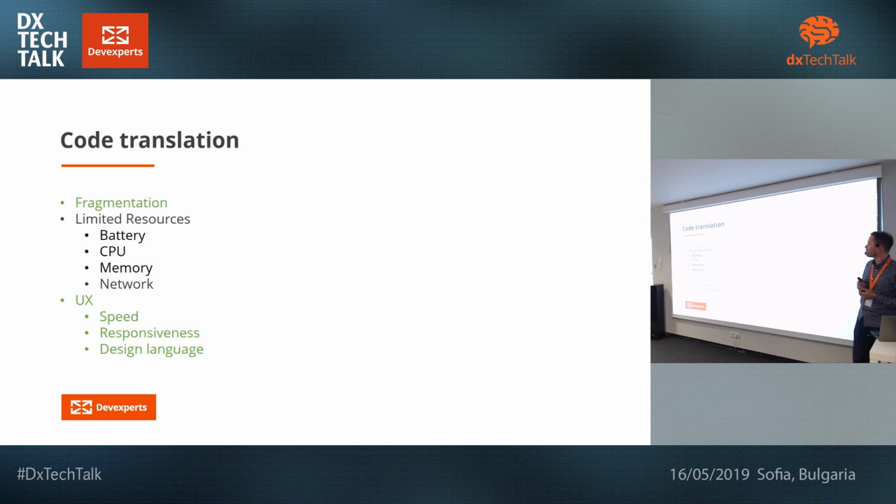To sum up the code translation approach as I see it, it solves the fragmentation part pretty well because we are able to reuse a big and important piece of our code. And it doesn't ruin the UX because UX is native. It's written natively for each of the platforms. Regarding resources, it might be a bit slower than if you wrote highly optimized code in Objective-C by yourself, but it's still native code and it works relatively fast. So I wouldn't say that there is a really noticeable difference here.